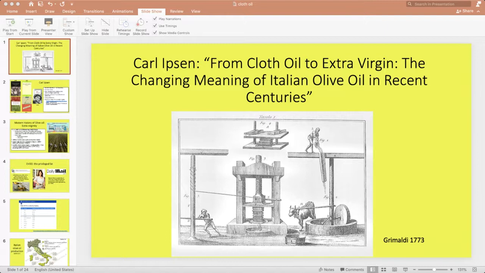Professor Ipsen is a historian and has worked on different topics, such as fascist Italy, children's issues, and emigration. His last book was on the history of smoking in Italy. The title of his speech today is From Clove Oil to Extra Virgin, the Changing Meaning of the Italian Olive Oil in Recent Centuries.